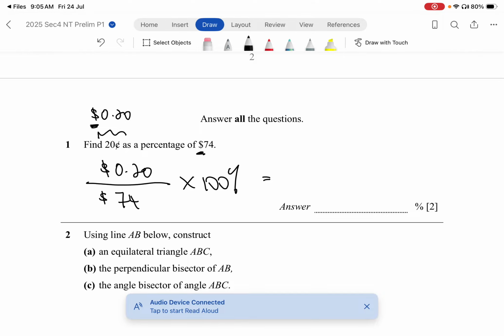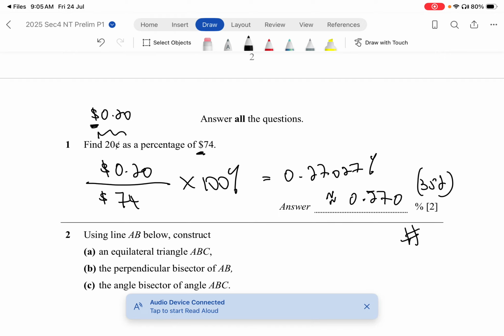Then you press calculator, times 100%. You get this 0.27027%. Then you round off to 3 significant figures, 0.2703%. That's my answer.